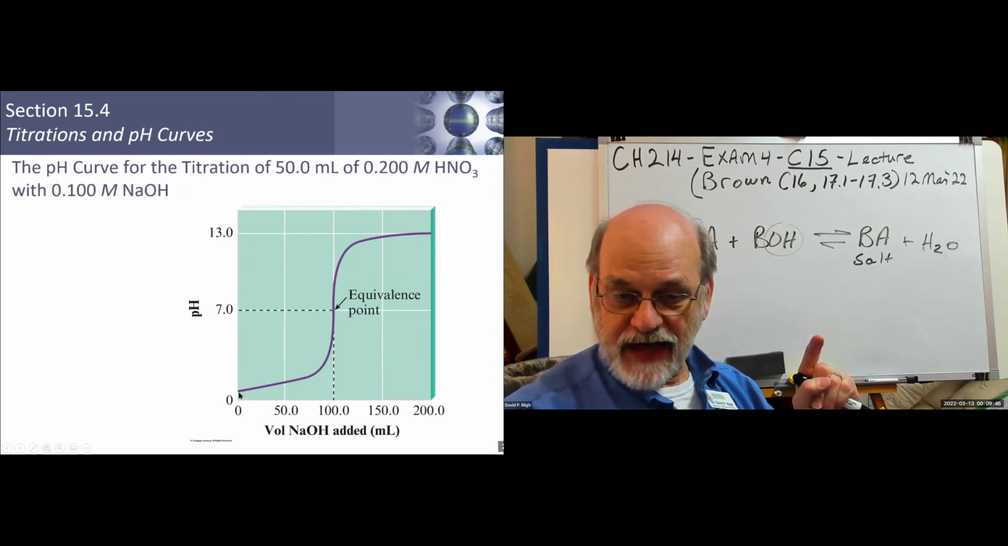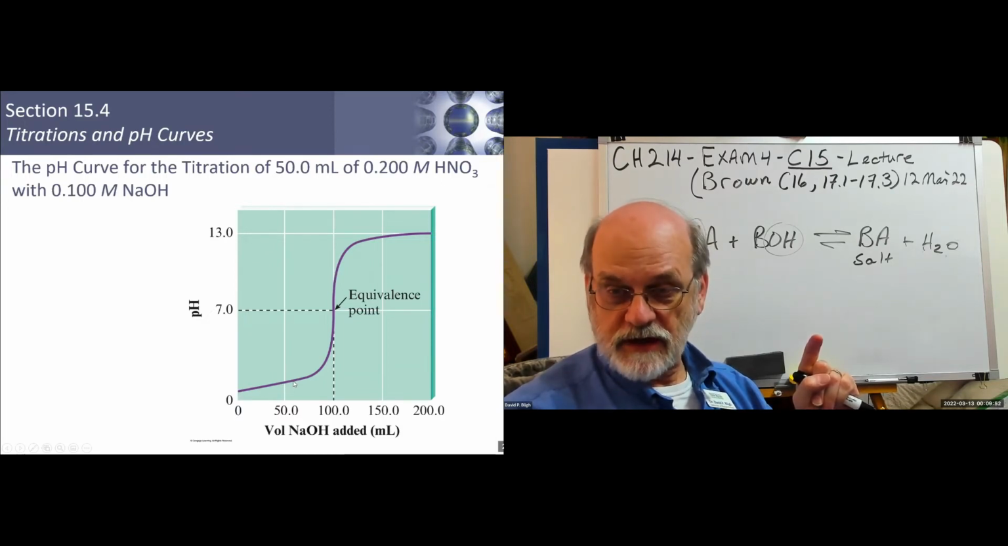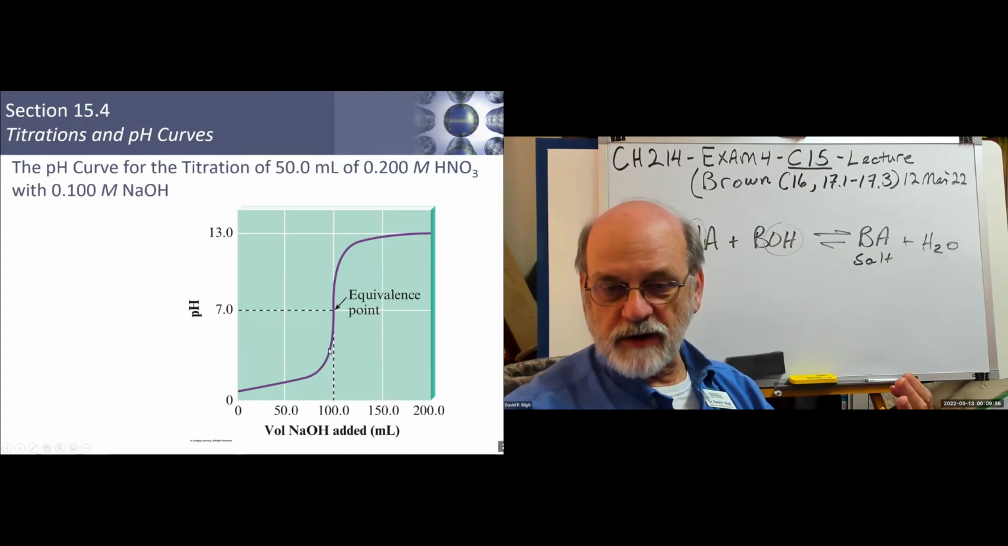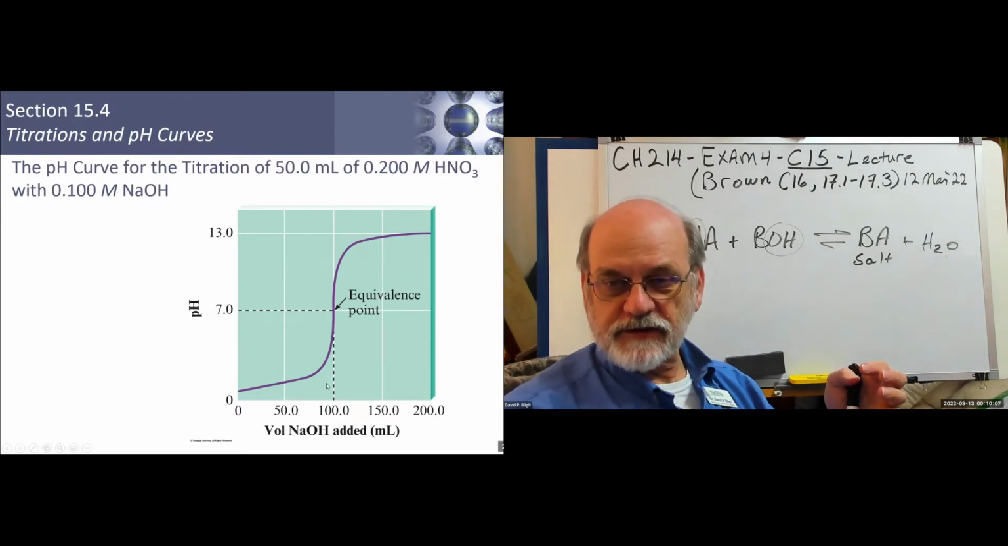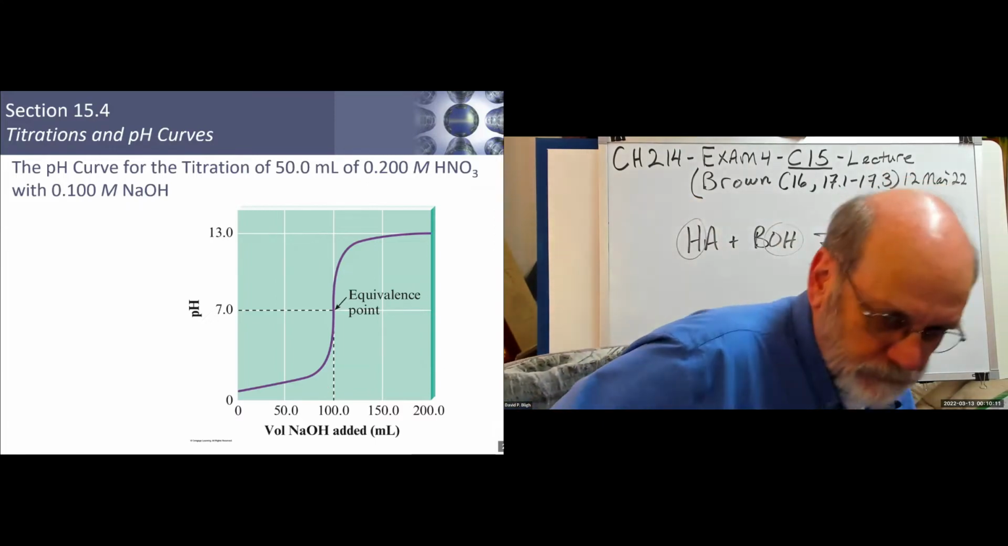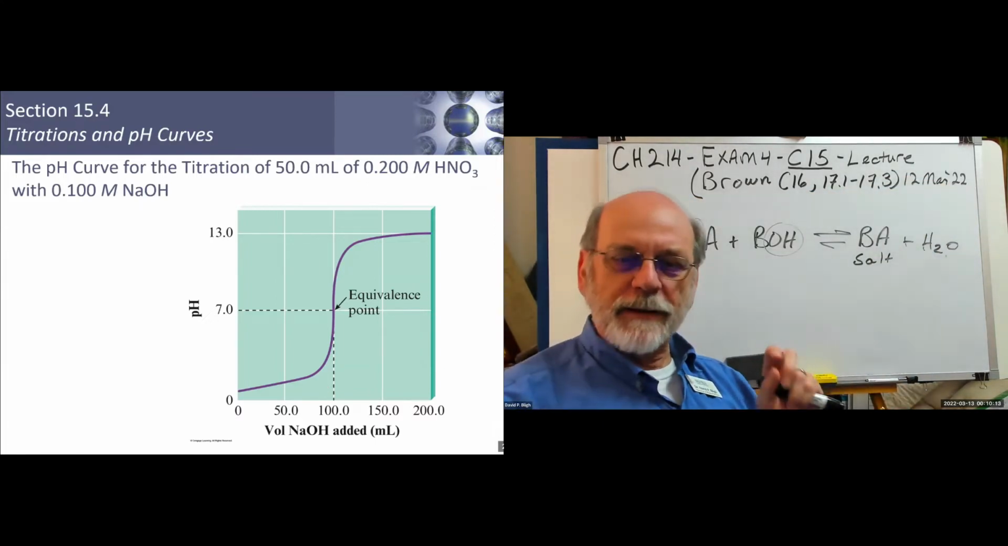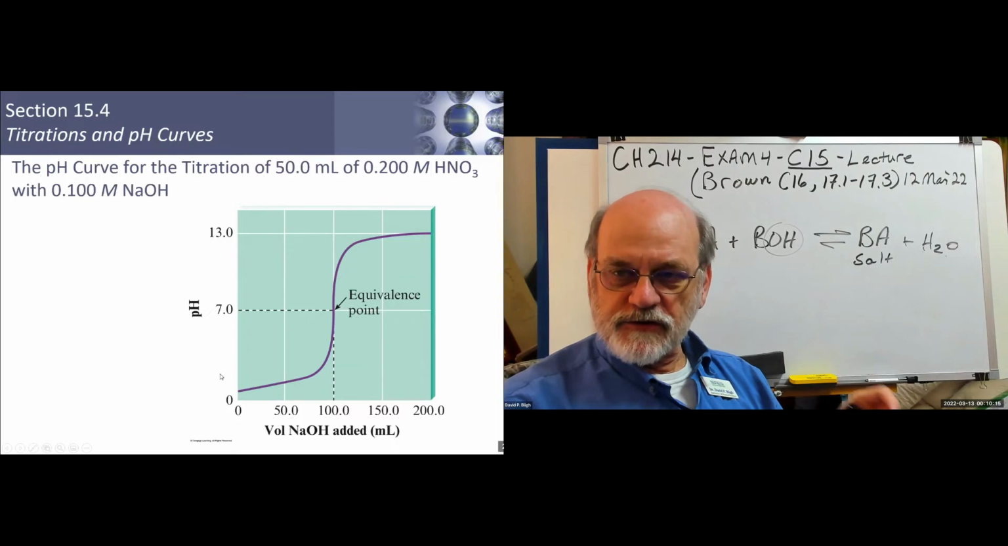As you add base to the acid, you gradually increase the pH as you're consuming hydrogens, and then the pH jumps up rapidly to that point, and it continues to increase as you add base until you reach this part of the curve. That's called a sigmoid curve. Okay, that's a strong acid, strong base.